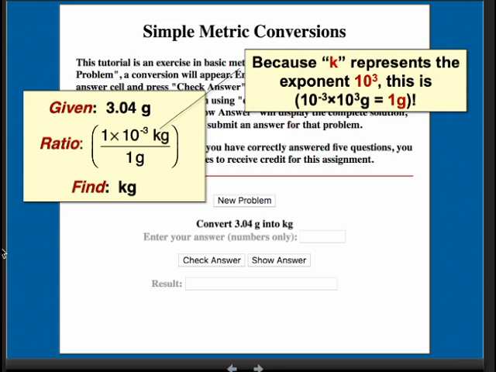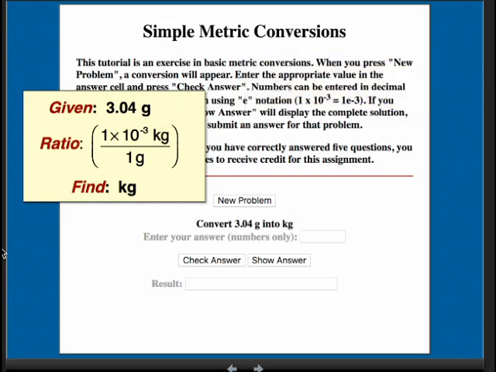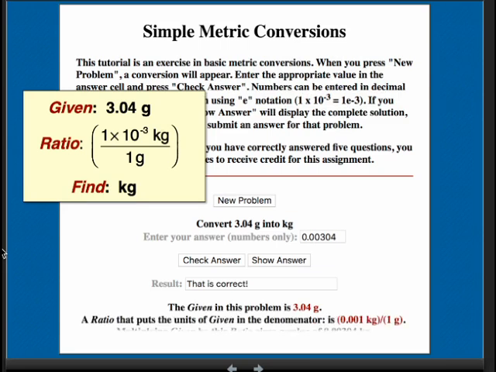So you multiply this by this, grams cancel, and in this tutorial, you simply type in the number, no units, just the number, and of course you get it correct. If you have any questions, click on Show Answer. It will show you the given, the ratio, and of course the answer.